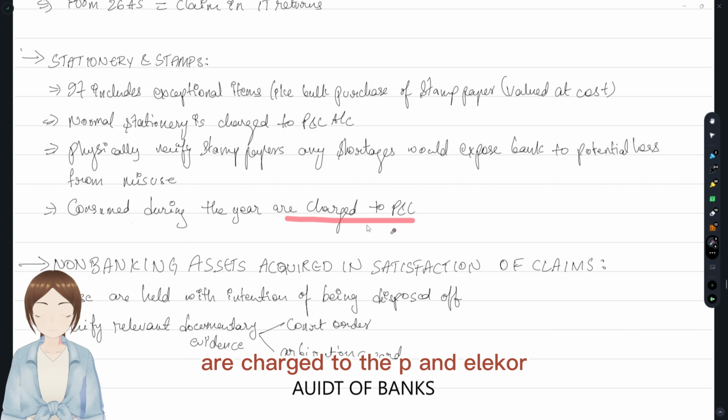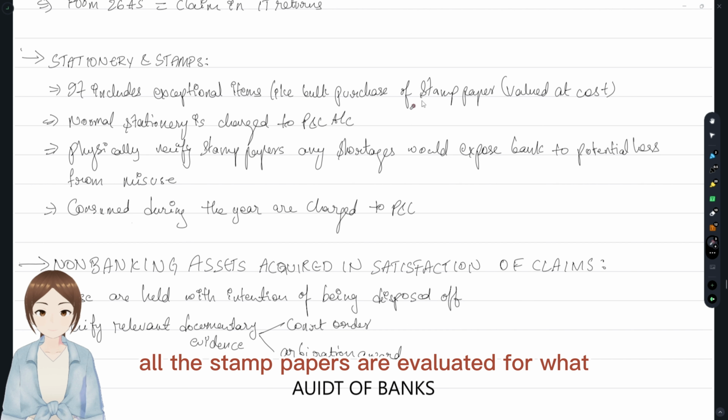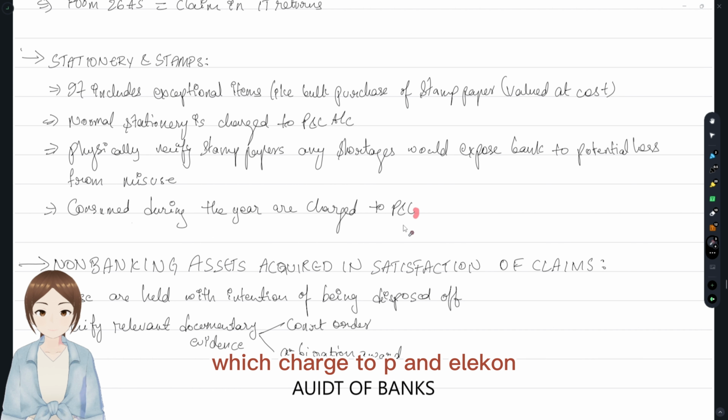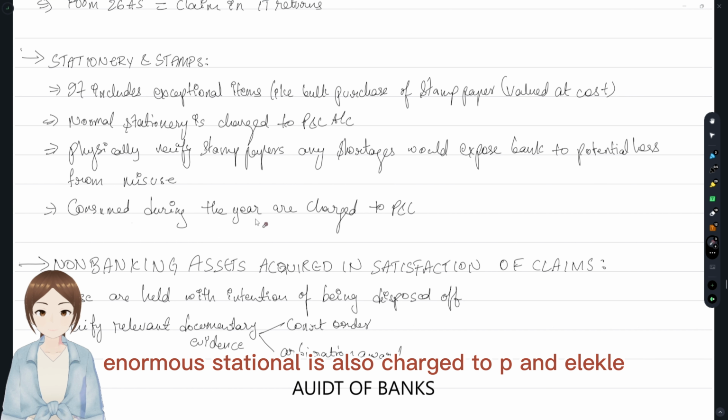Consumed during the year are charged to the P&L account. That is, all the stamp papers that were valued at cost, and all the stamp papers that were consumed during the year, were charged to the P&L account, and normal stationery is also charged to the P&L account.